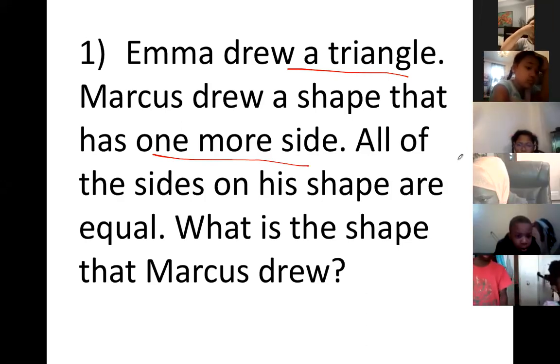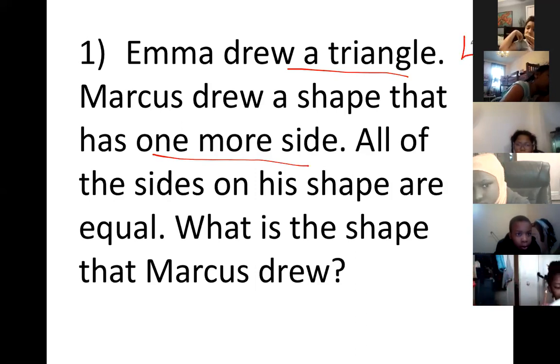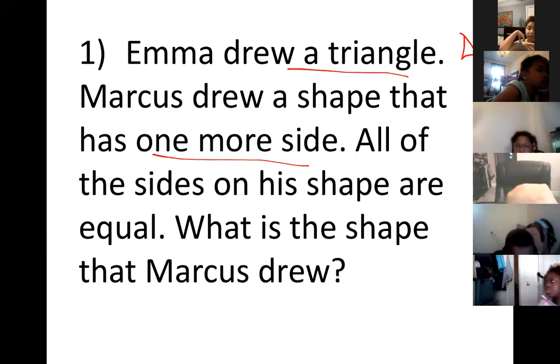All right, Mariah, that's a second one. You need to be listening as your friends are reading the question. You need to be thinking what the question's asking you. All right, I'll help you out with this. Emma drew a triangle, and I know Marcus drew a shape that had one more side. So if a triangle has 3 sides and 3 angles, how many sides and angles does the shape that Marcus have? Naima?